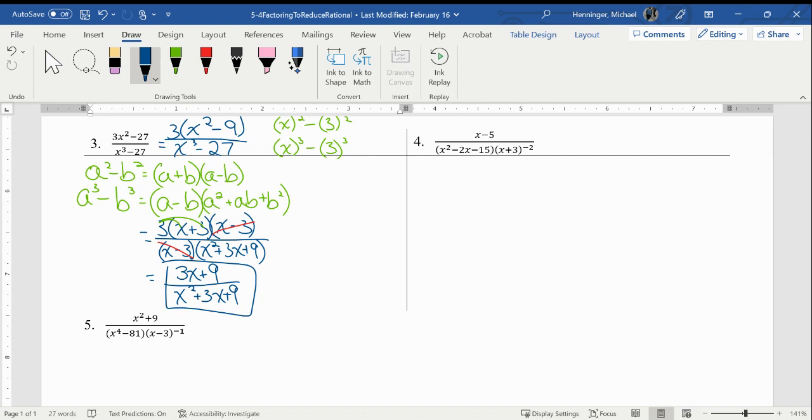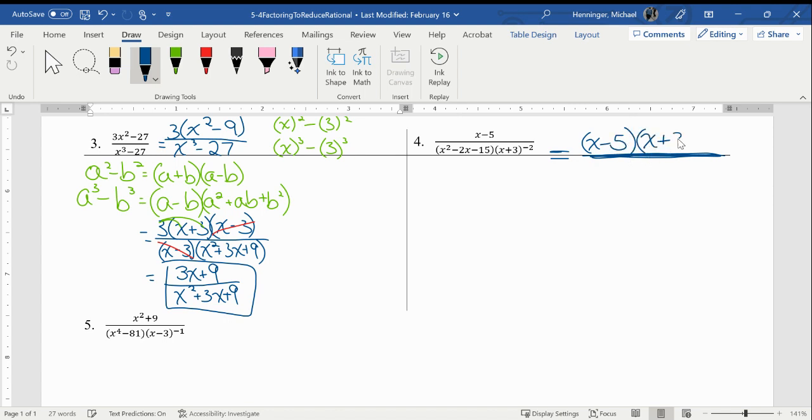Okay, how about 4? Something should be almost panic inducing about number 4. Yeah, that negative 2 exponent. Okay, not panic inducing, but it definitely reminds us of some stuff. What does a negative exponent mean? It's in the wrong place. So that x plus 3 is going to get moved up to the top.